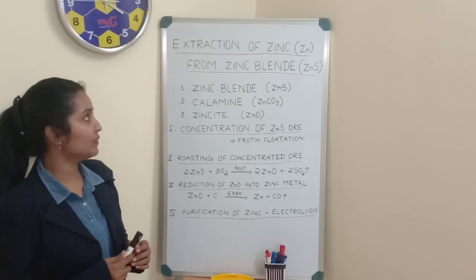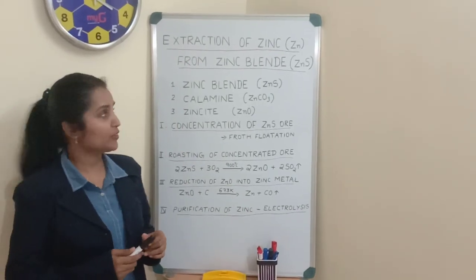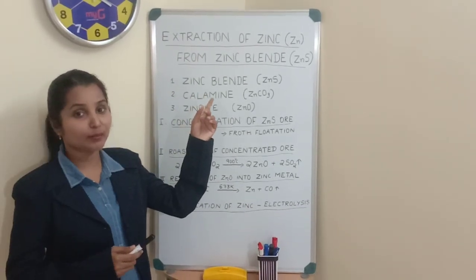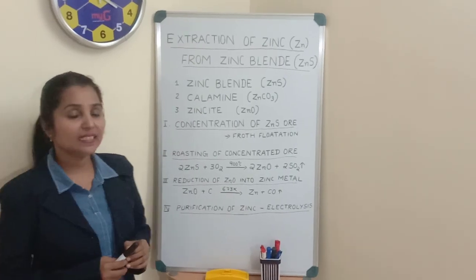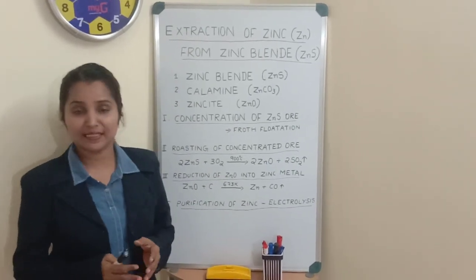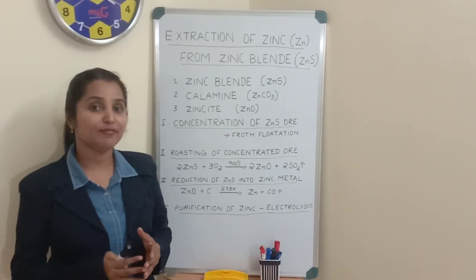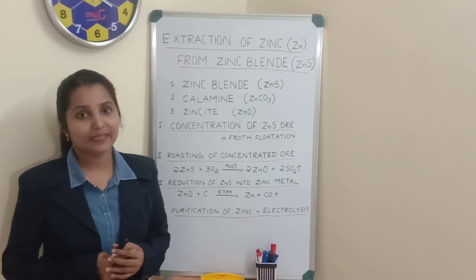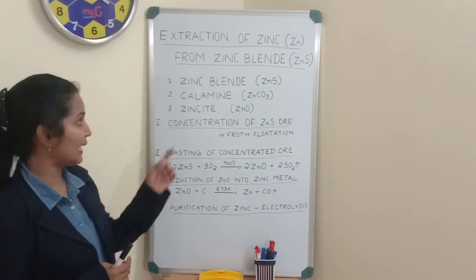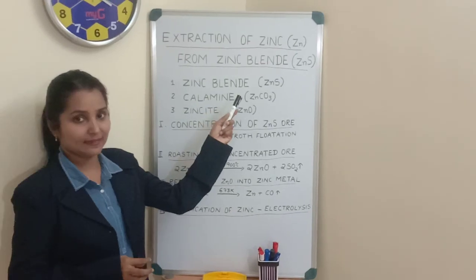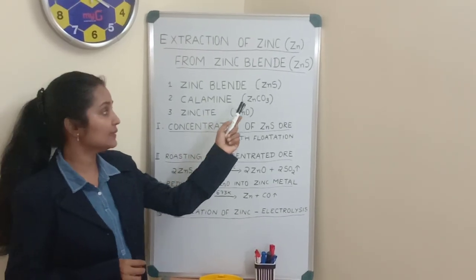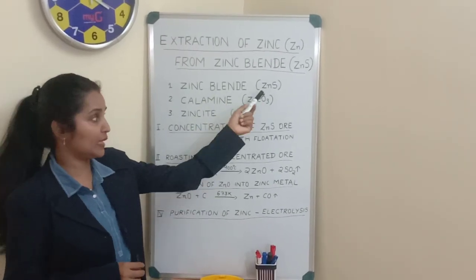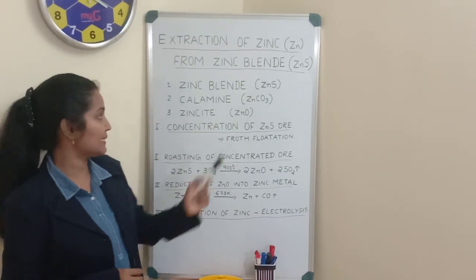Today in this session we will have the topic extraction of zinc from zinc blende. Zinc is not found in free state in nature. It's mainly found in combined form. The principal ores of zinc are zinc blende, that is the sulfide ore of zinc, that is ZnS. The chemical formula is ZnS.